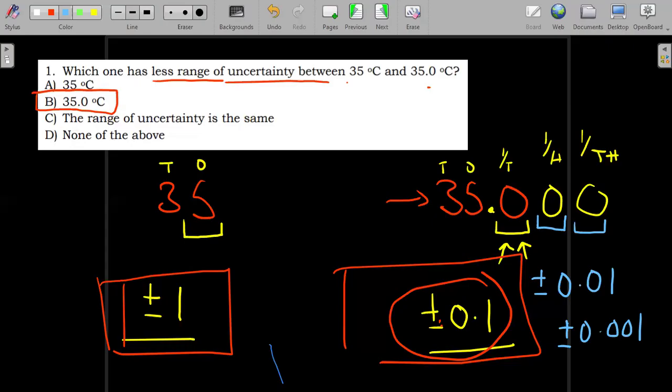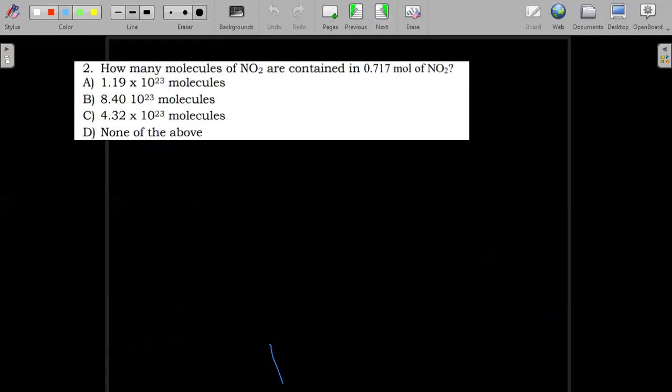So let's go to question 2 now. Okay, let's go to question 2. Question 2 is on the number of molecules given moles. They are asking how many molecules of nitrogen dioxide are contained in 0.71 moles of nitrogen dioxide.